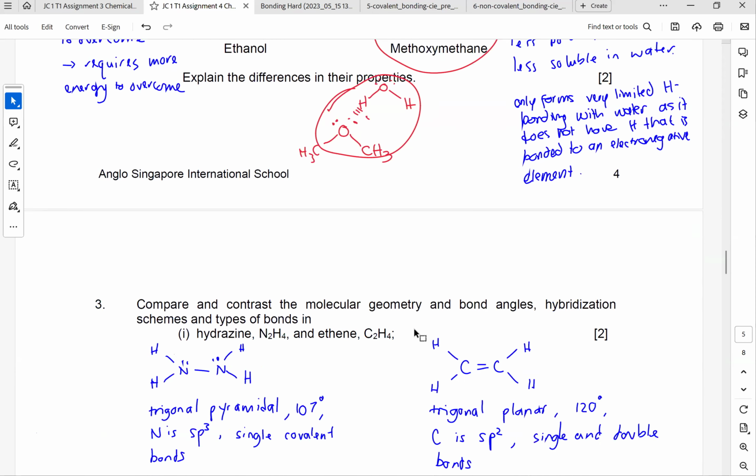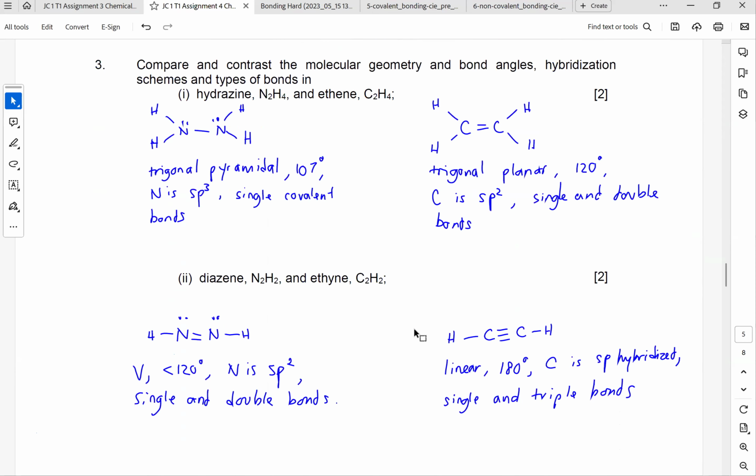Any other question? Okay. So check here and tell me if you have any question. This 107 degrees, you can also say less than 109.5 because it's not exactly ammonia.